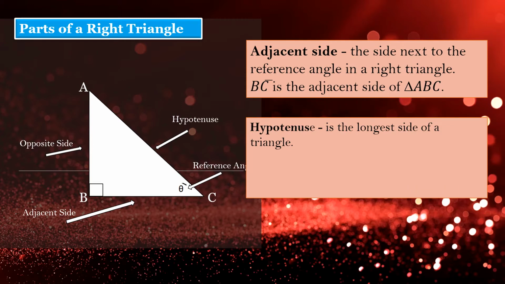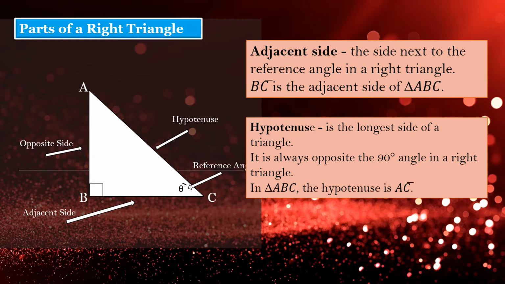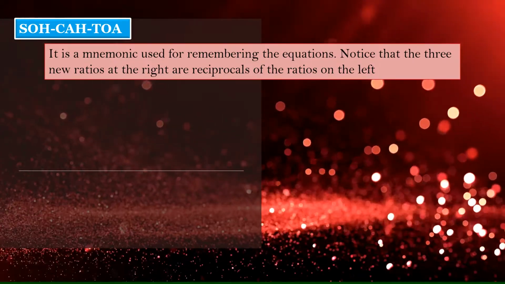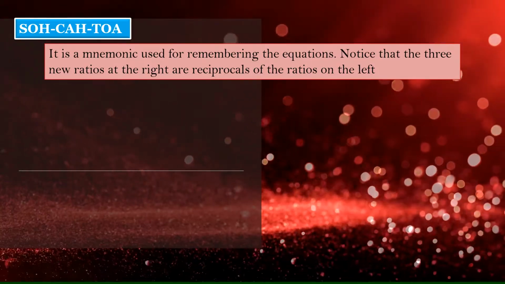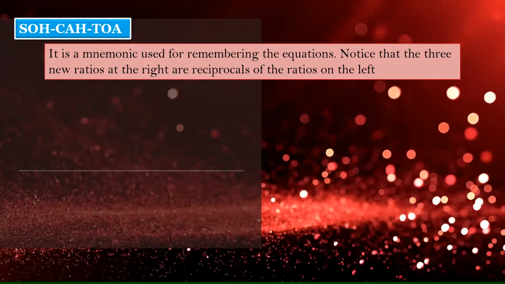Hypotenuse is the longest side of a triangle. It is always opposite the 90 degree angle in a right triangle. In triangle ABC, the hypotenuse is segment AC. Are you familiar with the word SOHCAHTOA? What is SOHCAHTOA? SOHCAHTOA is a mnemonic used for remembering the equations.